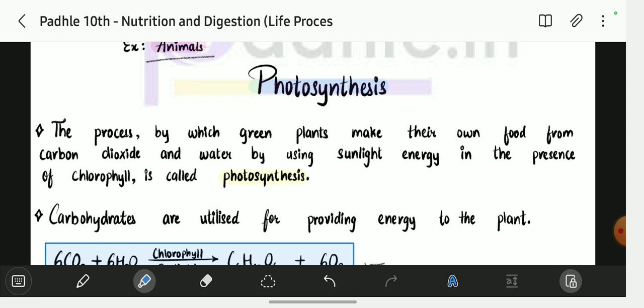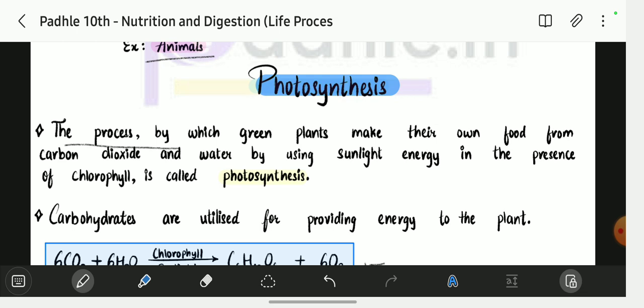So, today we will learn about class 10th, okay? What we'll learn is a topic named photosynthesis, okay? So, let us start, okay?